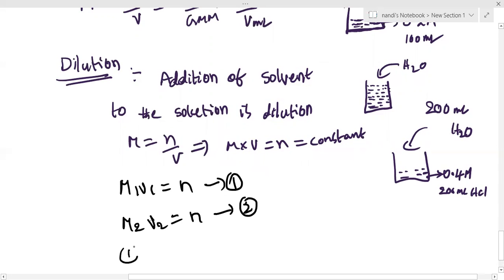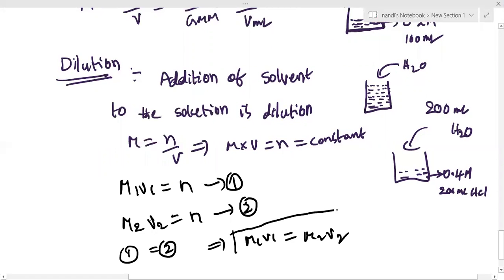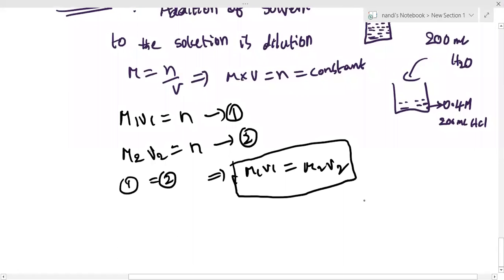You can equate 1 equal to 2. We'll get M1 V1 equal to M2 V2. This is the final formula which we are going to use for the dilution principle. So what is the V2 volume here? V2 equal to V1 plus the extra solvent which we added. Most of the students make a mistake here: for V2 they simply take how much we are adding, only that much. That is wrong. It is V1 plus added solvent.